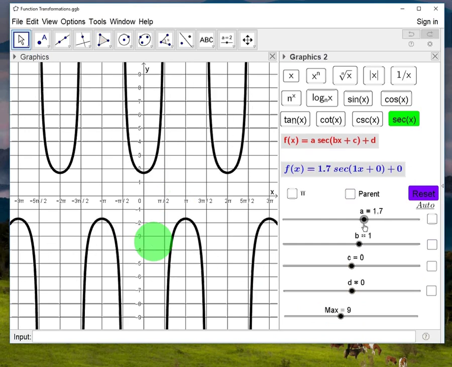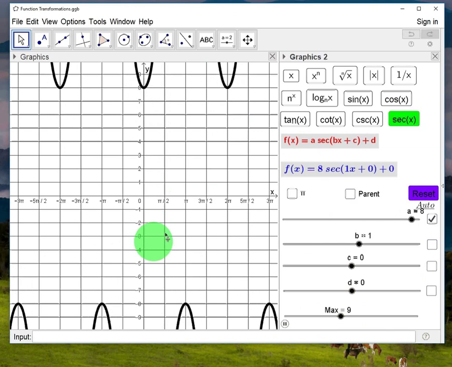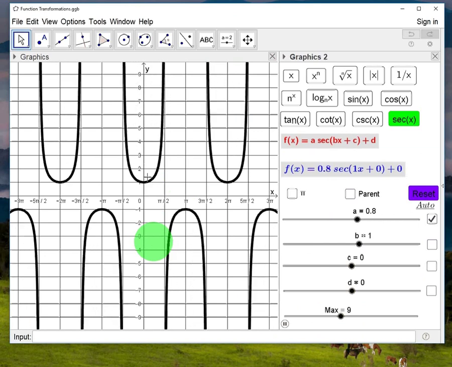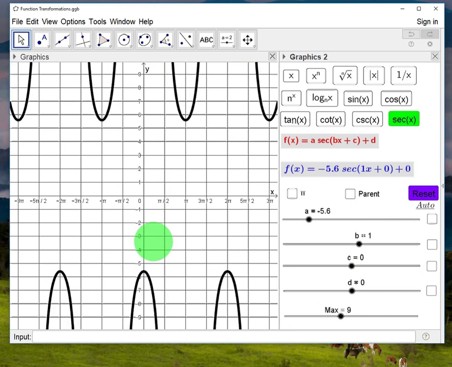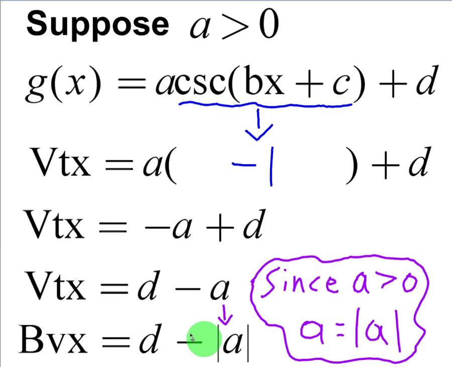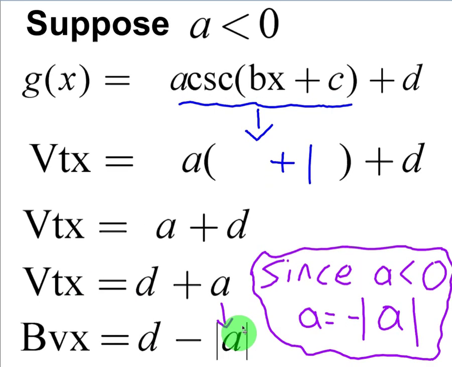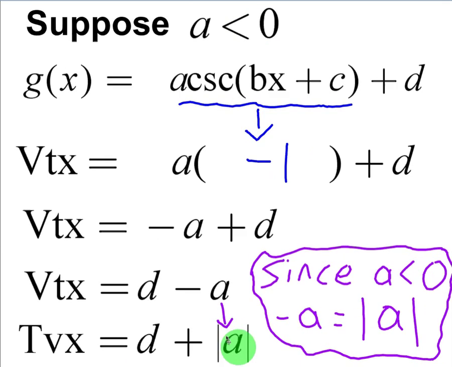You can kind of see it happen if you move it. In fact, I'll do the auto function here, and you can see what happens when A becomes negative. It flips, right? And the top vertex becomes the bottom and vice versa. Okay, so the bottom vertex is D minus absolute value of A. Either way, when A is positive, the bottom vertex is D minus absolute value of A. And when A is negative, it's also D minus absolute value of A. And whether A is negative or positive, the top vertex is going to be D plus absolute value of A. So what does that mean?